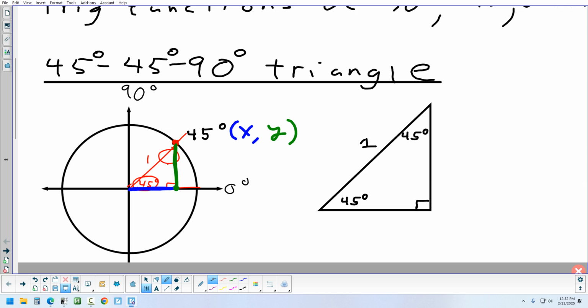We know the legs are the same. Yeah, very good. These two legs have to be the same because we have two angles that are the same. That's what makes it isosceles. We don't know either one of those legs.